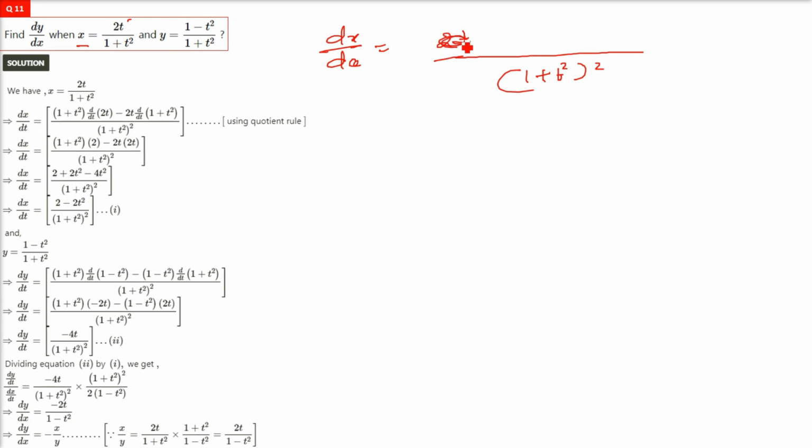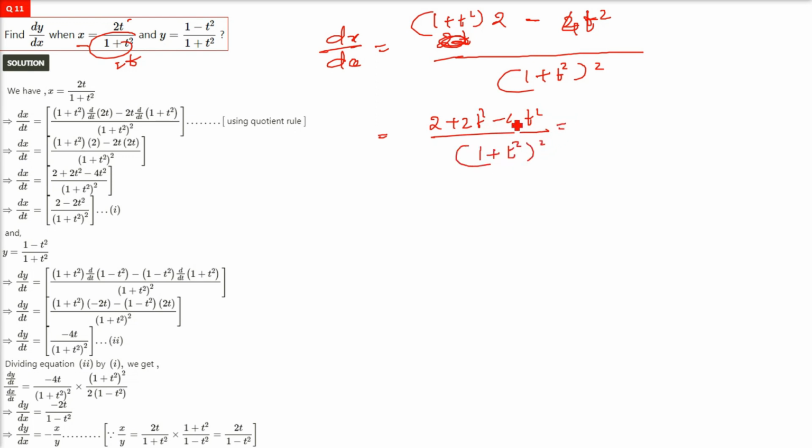2t. 1 plus t square will remain like that. And the differentiation of 2t will be what? 2, minus this 2t will come in front. The differentiation of 1 plus t square will be again 2t. So 2t times 2t is 4t square. So you can write it as twice of 2 into 1 plus t square, that is 2 plus 2t square minus 4t square, divided by 1 plus t square whole square. This will give you 2 minus 2t square, divided by 1 plus t square whole square.